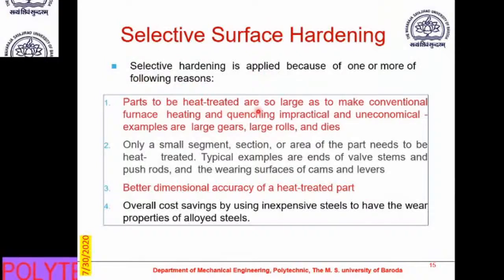Parts to be heat treated are so large as to make conventional furnace heating impossible. That means the parts are very large and cannot be placed in the furnace. Quenching is impractical and uneconomical. Examples are large gears, large rolls, and dies. These are the components wherein only a small part of the component is required to be hardened and the rest remains as it is.